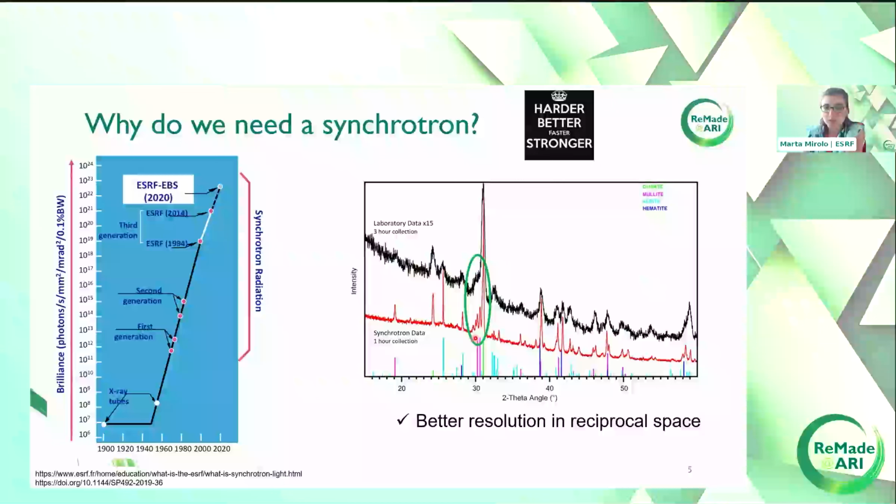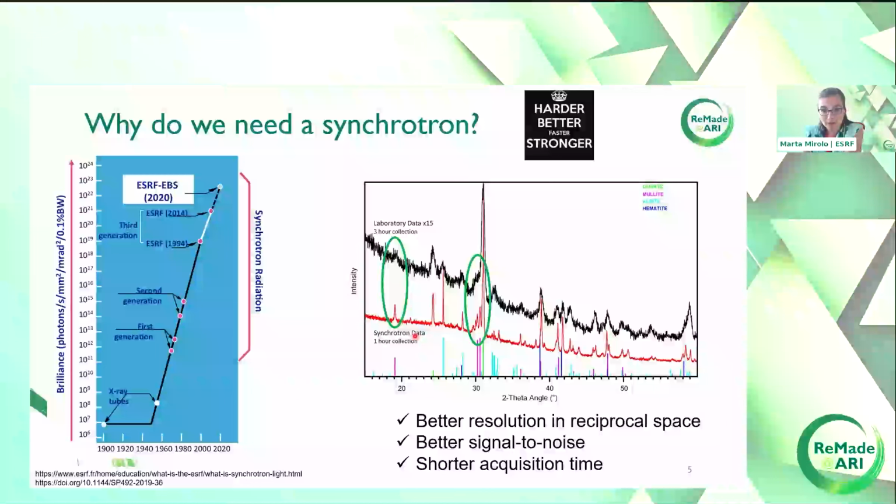When we go to a synchrotron, then we have a better resolution in reciprocal space, which allows us to distinguish all the different peaks and then to do the identification of the phases. We also have a better signal-to-noise ratio. Here we see that there might be something, but it's really hidden in the background. It's very hard to see if there's a peak or not. But when we go to synchrotron, the noise is much lower, so we can really distinguish even minor impurities, minor phases, and so on. And then we can also have shorter acquisition time.